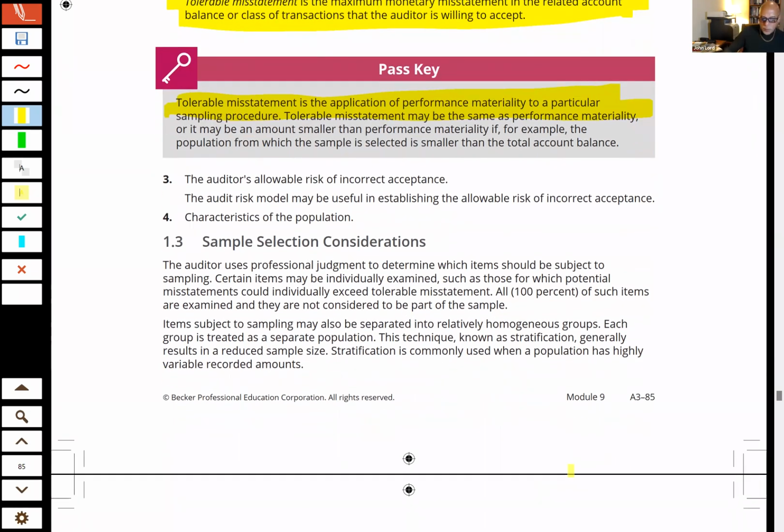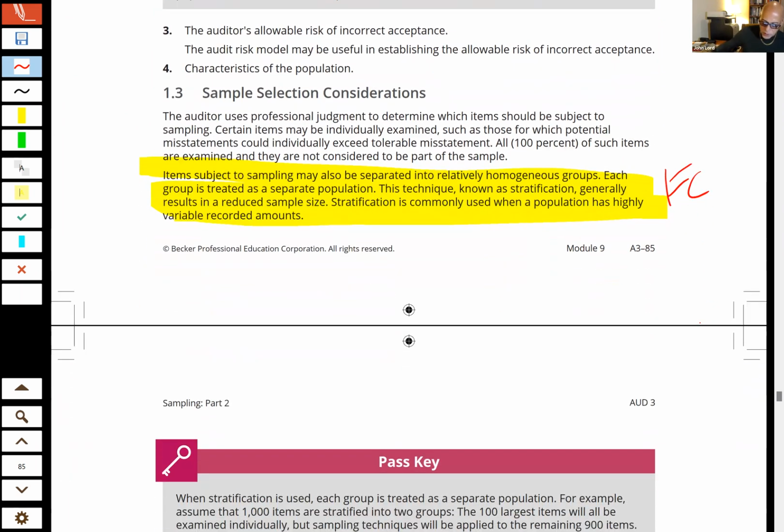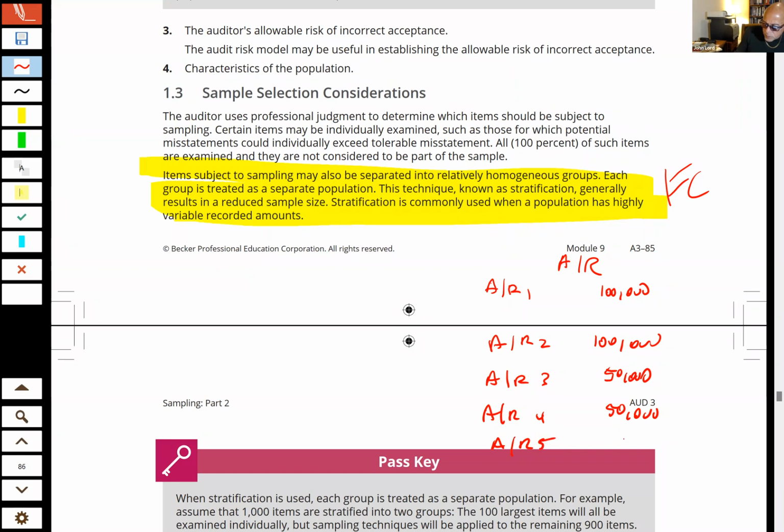Okay. Now, we want to understand this concept of stratification. Flashcard, stratification is often used when you have a wide variability of the recorded balances of transactions in a particular account balance. Okay. For example, let's say I'm looking at accounts receivable. I'm not going to write a name for every single one of these. So let's just say account receivable number 1 is 100,000. Account receivable number 2 is say 100,000. Account receivable number 3 is 50,000. Account receivable 4 is 50,000, and account receivable 5, let's say, is 50,000.